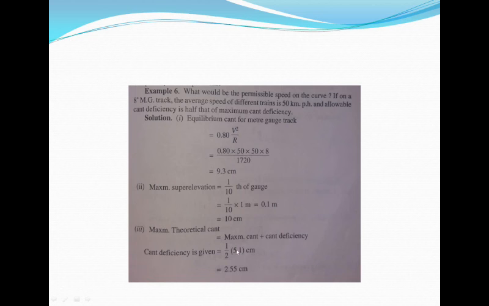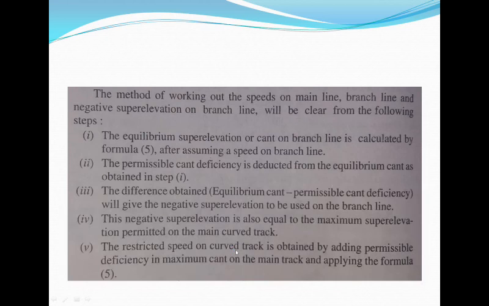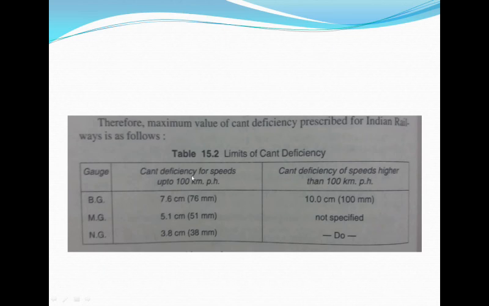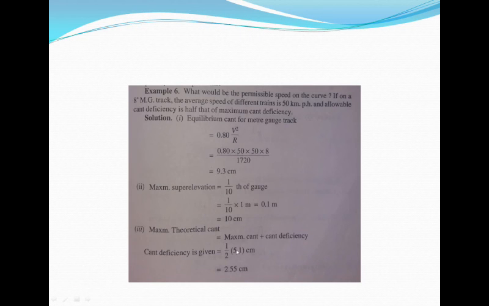How did I get this 5.1? From the table, right? For a meter gauge track, in this table you can see the cant deficiency for a speed up to 100 kmph. For a meter gauge track, the cant deficiency is 5.1 centimeters. So I have considered the maximum cant deficiency as 5.1. In the problem, the cant deficiency is half of the maximum allowable cant deficiency. Hence I have got the value 2.55 centimeters.